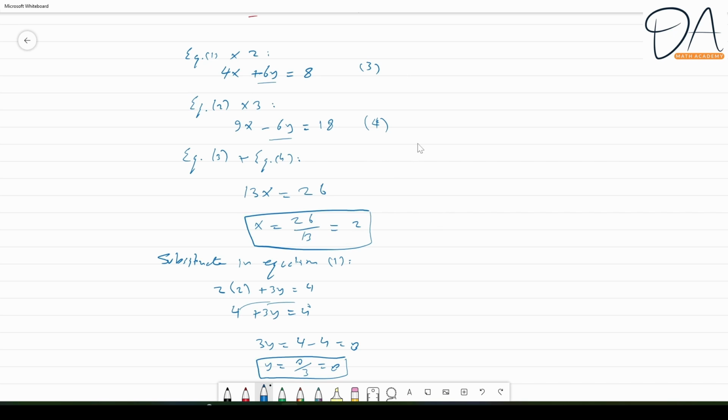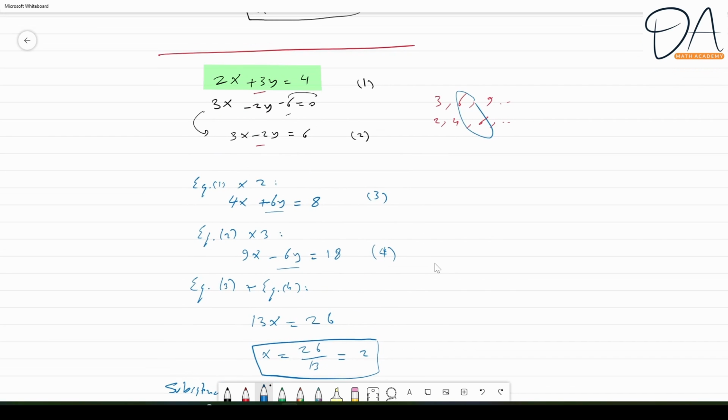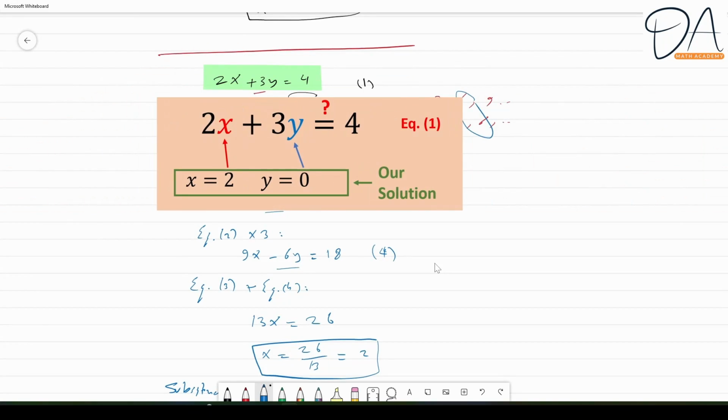And you can easily verify that by going to the original equation. So 2 times 2, that's the value of x, will be 4. 3 times 0, that is 0.